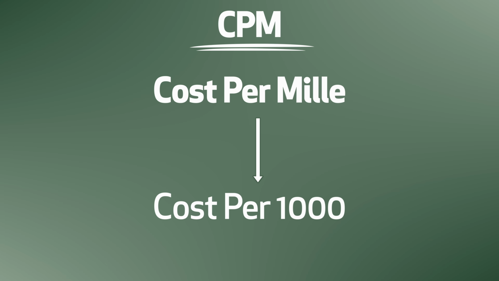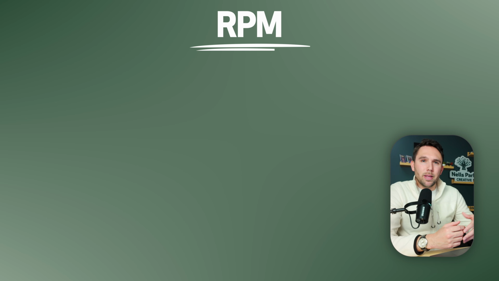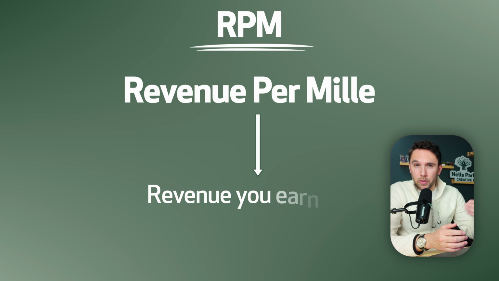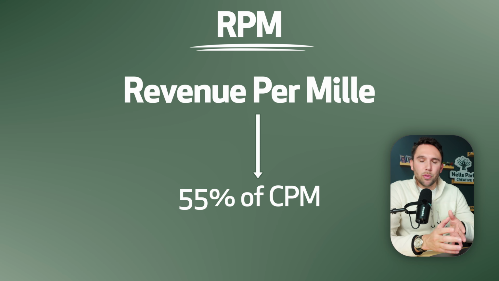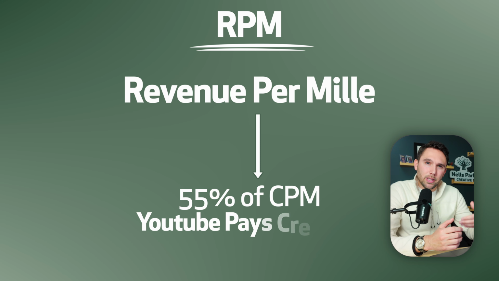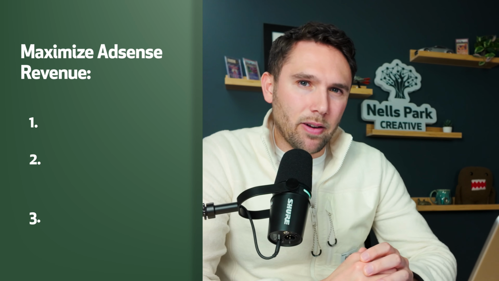There are two terms I'm going to be mentioning here that you may not know the meaning of: RPM and CPM. CPM is cost per mille, which means cost per thousand. It's the amount that advertisers pay YouTube per 1,000 people that see its advertisements. RPM is revenue per mille, which is the revenue you earn for every 1,000 people that view your content. It generally equates to around 55% of CPM, which is the cut that YouTube pays creators. Now, there are three things you need to do to maximize your AdSense revenue.